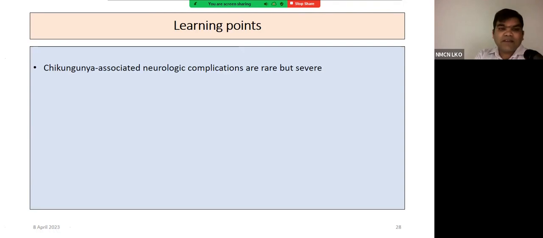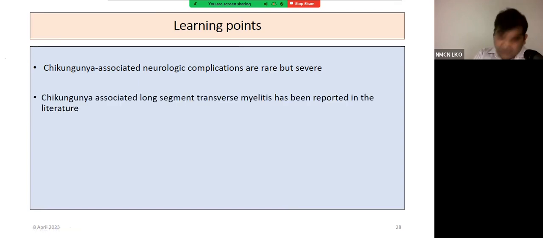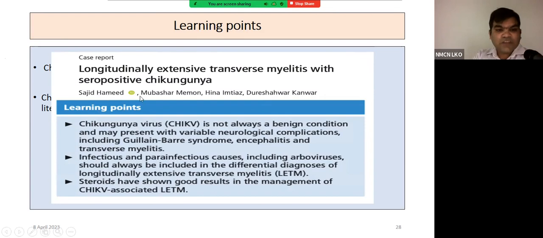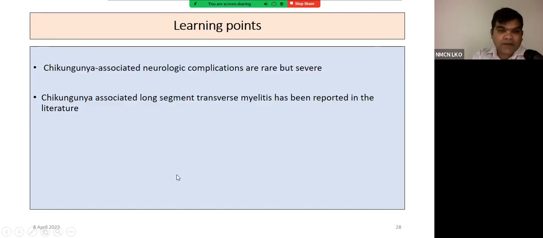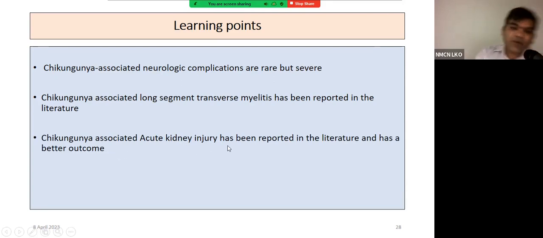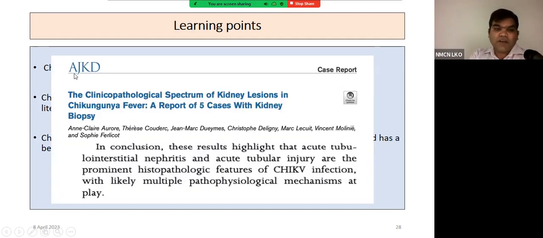The learning point from this case is that chikungunya associated neurological complications are rare but severe in nature. Chikungunya associated long segment transverse myelitis has been reported in literature. One case report by Sajid Hamid showed that chikungunya virus infection is not always a benign condition. It may present with various neurological complications. And steroids have good results in the management of chikungunya associated transverse myelitis. And chikungunya associated acute kidney injury has been reported in the literature and it has a better outcome, as one case report in the American Journal of Kidney Disease reported.